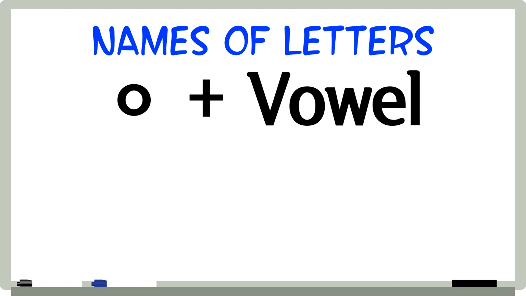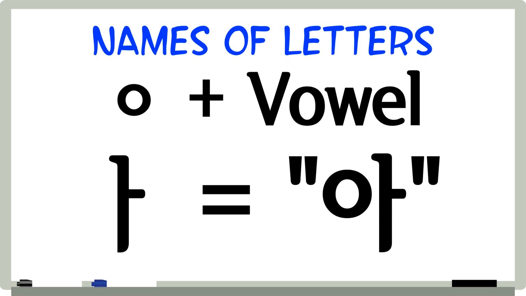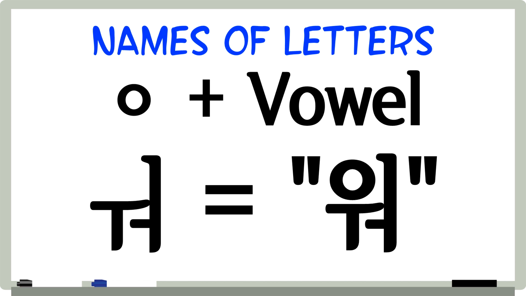And the names of the vowels are simple. Just add the empty consonant before the vowel and pronounce that. So a would be this vowel, and wo would be this diphthong.